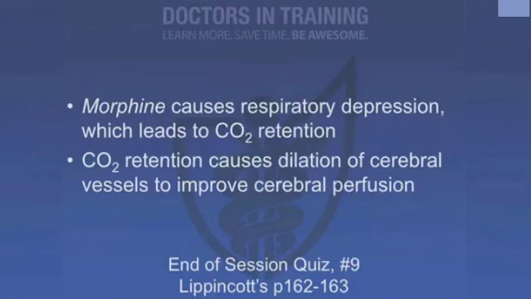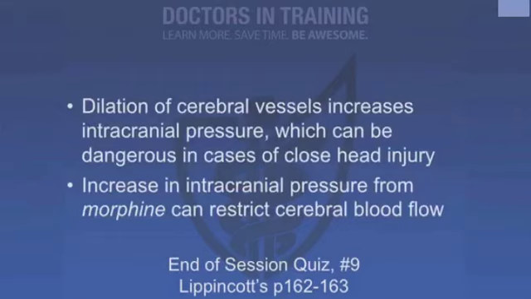Next question, why are strong opioid agonists such as morphine particularly dangerous in patients with closed head injuries? We talked about this earlier. Morphine causes respiratory depression, which leads to CO2 retention. CO2 retention causes dilation of the cerebral vessels to improve cerebral perfusion. Dilation of cerebral vessels increases intracranial pressure, and this can be particularly dangerous in patients with a closed head injury because these injuries are associated with brain edema and elevated intracranial pressure. So if you increase intracranial pressure further via morphine, you can restrict cerebral blood flow. That's a bad thing. You need to perfuse the brain at all costs.